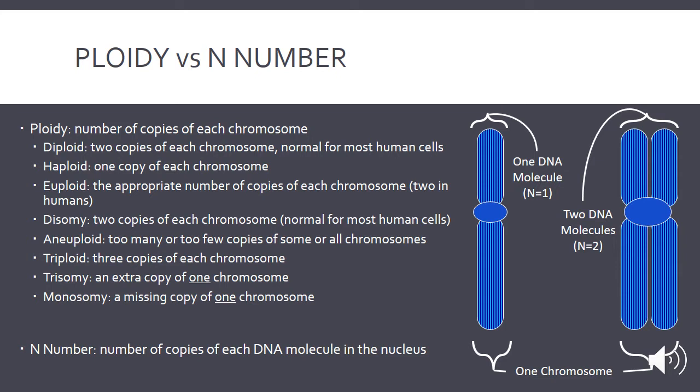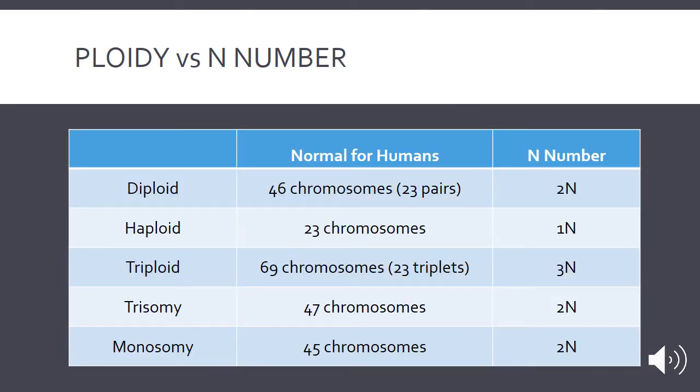Now, in contrast to ploidy, which is the number of copies of each chromosome, the N number is the number of copies of each DNA molecule in the nucleus. Okay, and so in this picture here, remembering that both of these are single chromosomes, the first chromosome contains one DNA molecule, so its N is 1, whereas the second has gone through DNA replication and has two sister chromatids, so two copies of that DNA molecule, making the N 2. Okay. Now, this is sort of a handy cheat sheet.